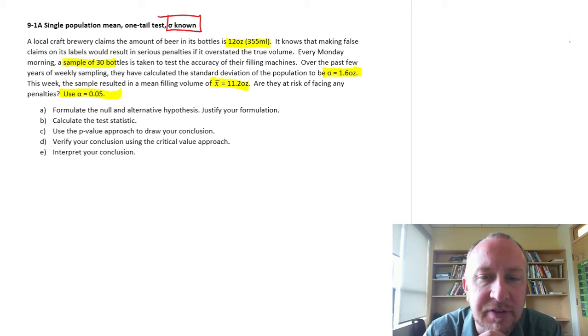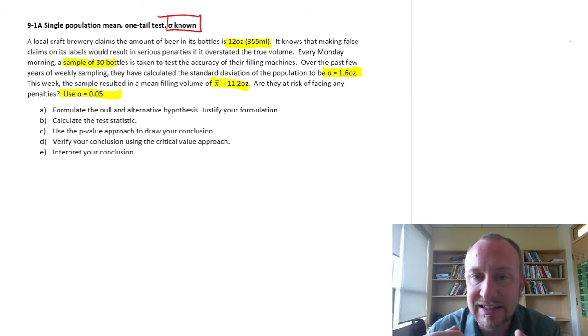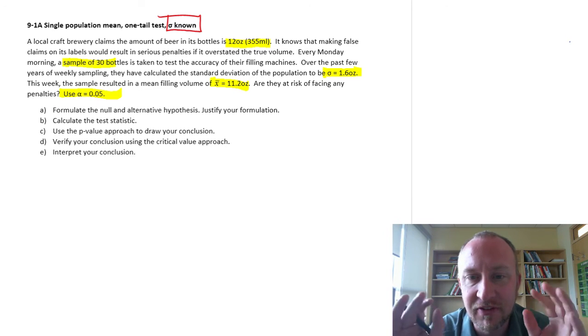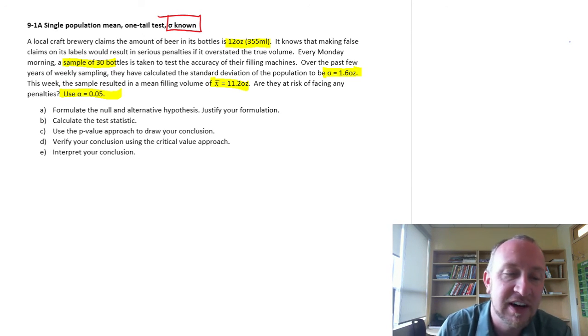What that level of significance is telling the reader, whoever's reading the research that we're doing, is how comfortable we are in committing a type 1 error. So with alpha equal to 0.05, I am comfortable with a 5% chance of incorrectly rejecting the null hypothesis. If the null hypothesis happens to be true, I'm comfortable with a 5% chance of mistakenly rejecting it.